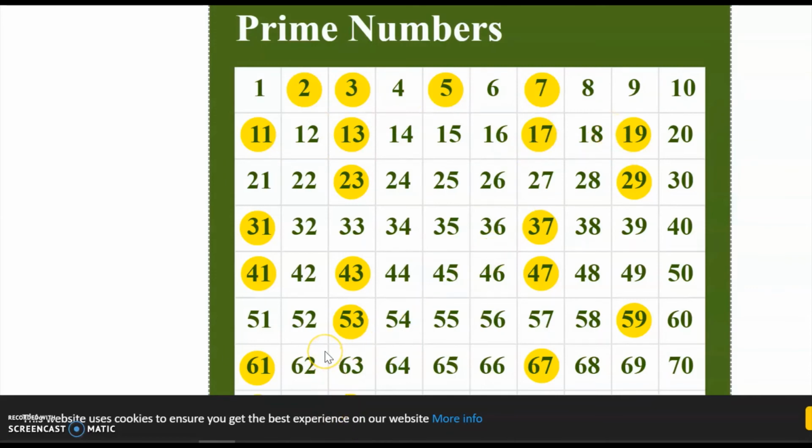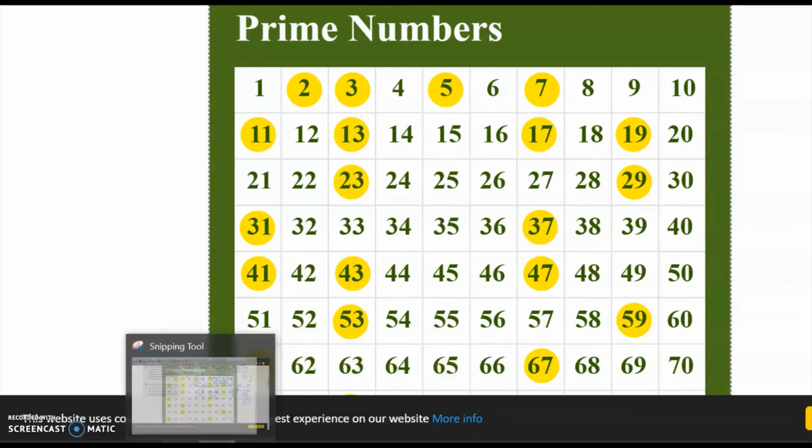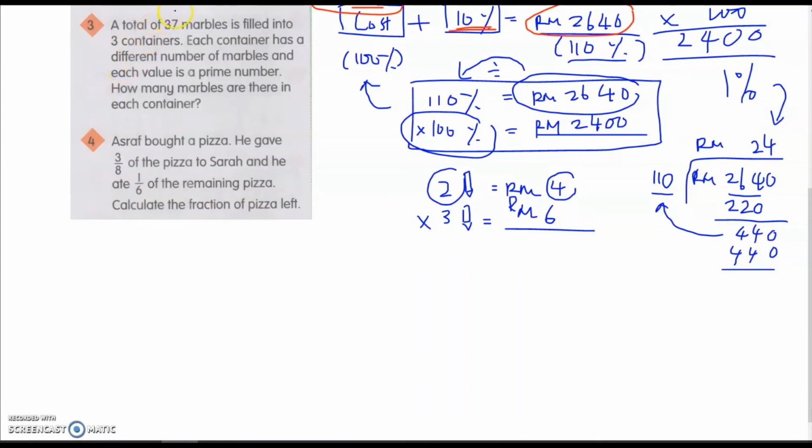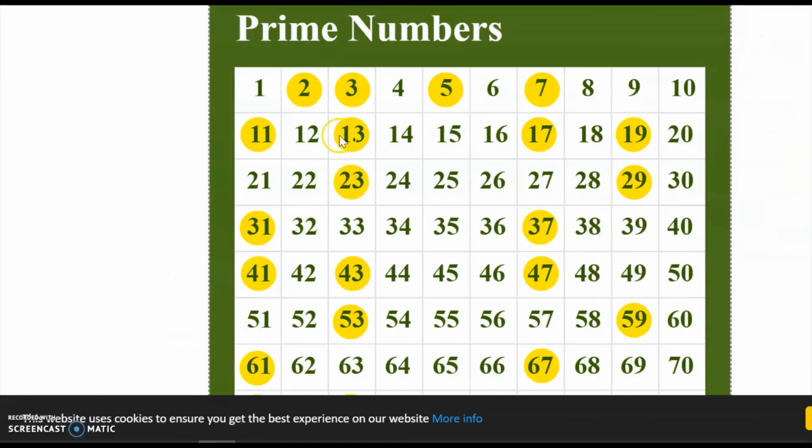Now there's more than one answer to this question. As long as all the 3 containers, when you add up, they become 37. For example, we can choose 3, 11 and 23. You can see here 3 is a prime number, 11 is also a prime number, 23 is also a prime number. So we can choose 3, 11 and 23.